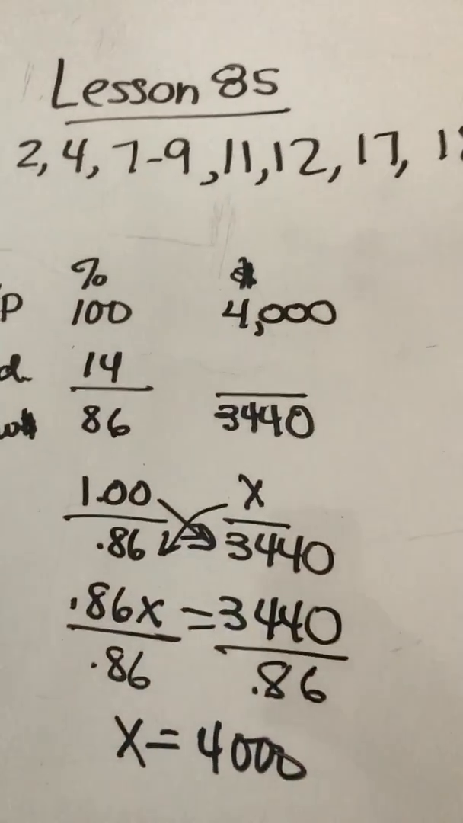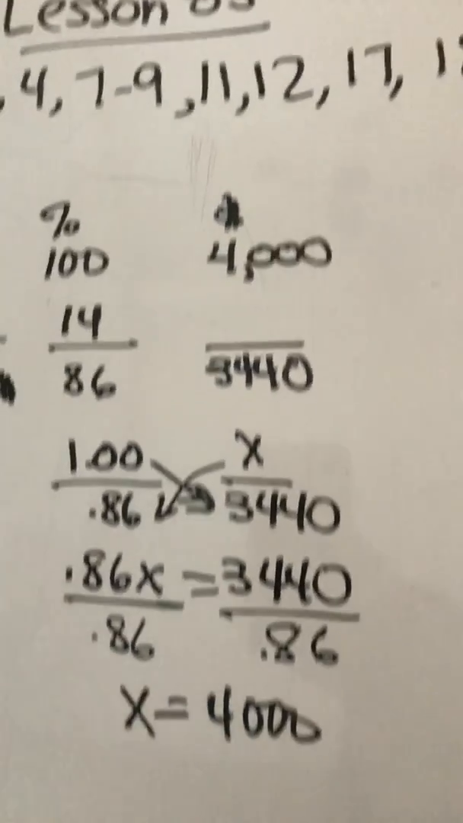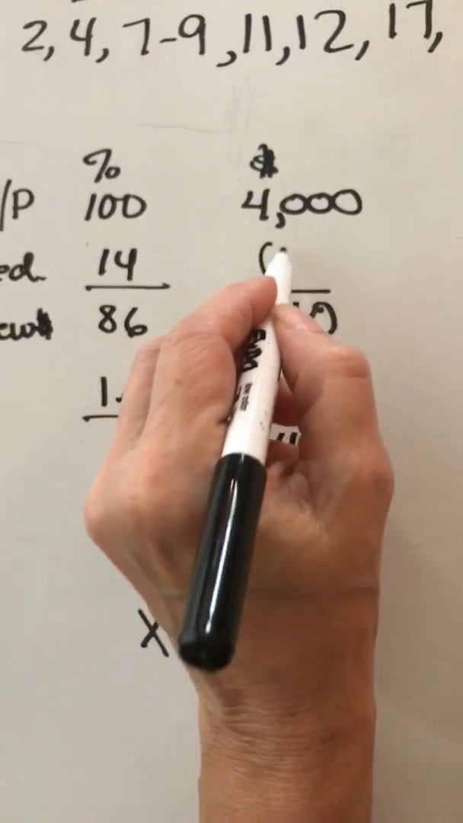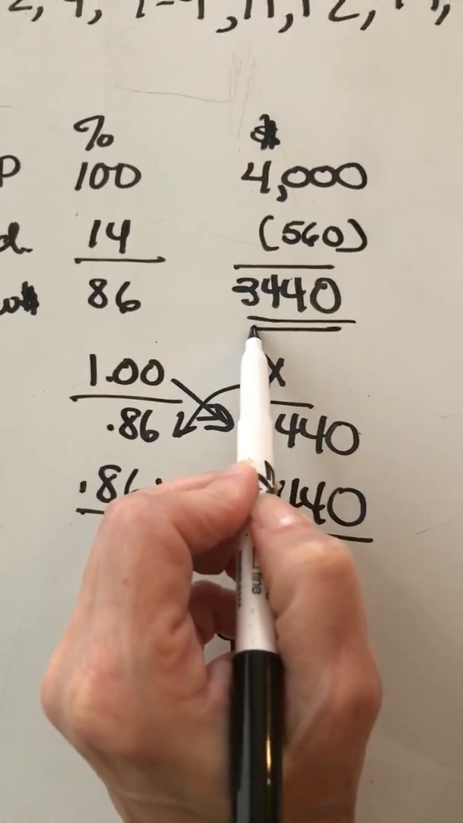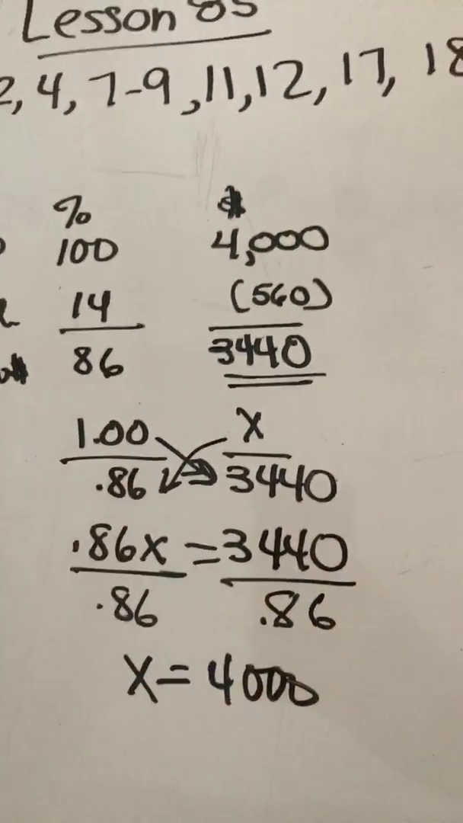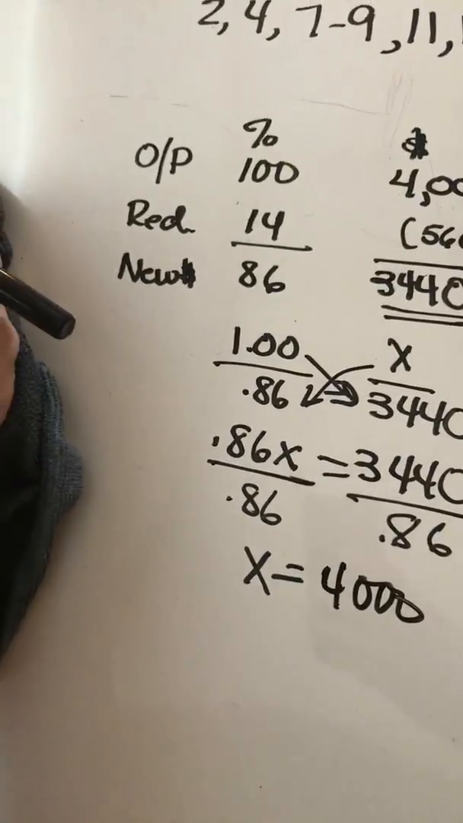$4,000, then I had to have reduced the price by $560 to arrive at my new price. So that's problem number 2. That one was kind of hard, huh? All right, let's look at number 4.